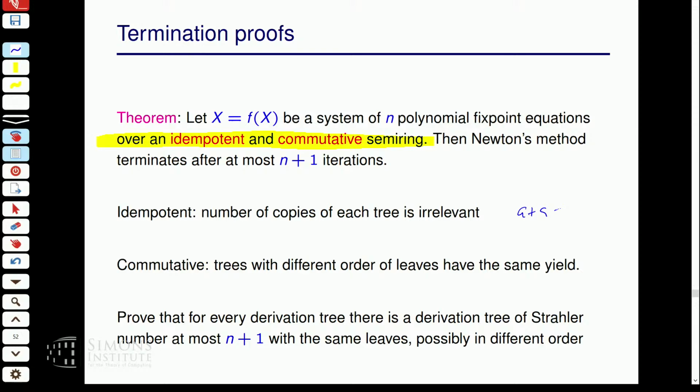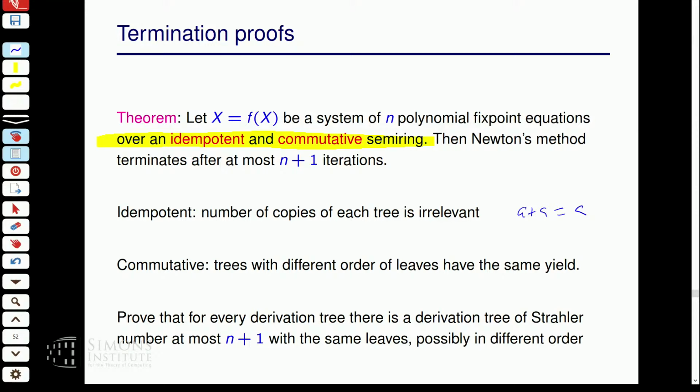So now all you have to prove is that for every derivation tree in the grammar, there is going to be a derivation tree which produces not necessarily the same word, but a commutative permutation of that word, and with a small Strahler number. And you can prove that, okay? You can prove that for every word, there is always a tree of a Strahler number at most n plus one, which is going to generate not necessarily the same word, but a permutation of that word.